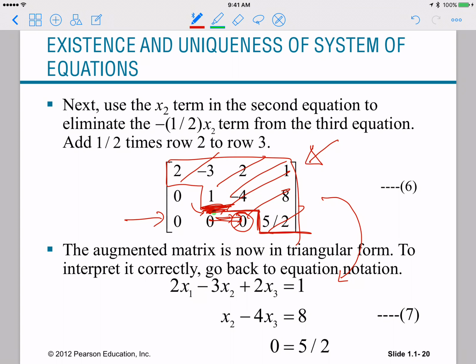And the last one is 0 times x1 and 0 times x2 and 0 times x3 equals 5 over 2, right? So suddenly we obtained the last equation as like a 0 equals 5 over 2, right? So this is clearly not possible, so it's impossible, right?